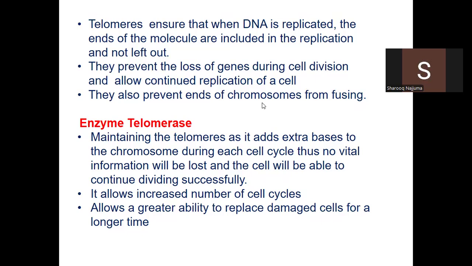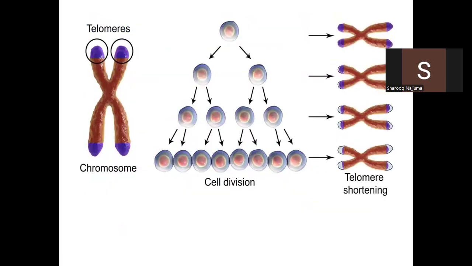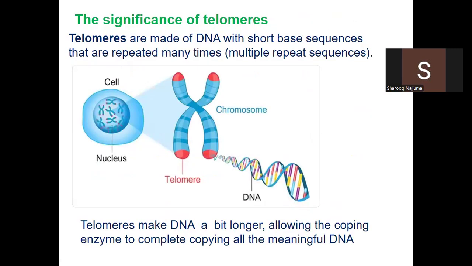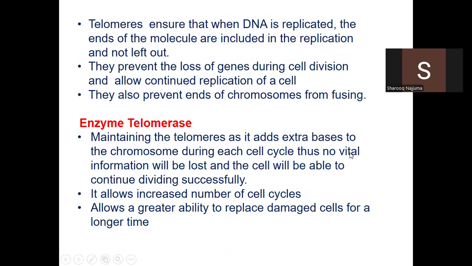Telomeres have one other use. They prevent chromosomes from fusing. For example, this is our chromosome. You can see here we have many chromosomes inside this cell. So we cannot have this chromosome fusing with this. We cannot have the DNA in this chromosome getting tangled up with this. So telomeres are responsible for preventing the ends of chromosomes from fusing.